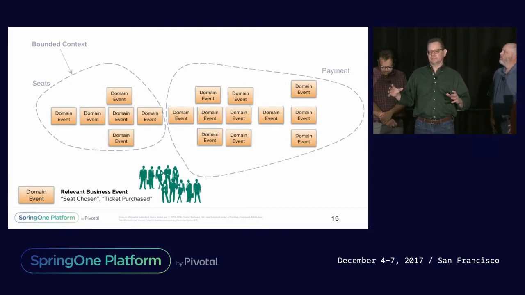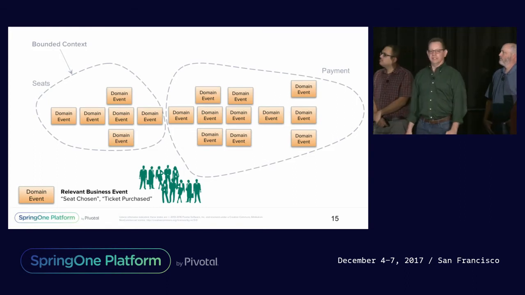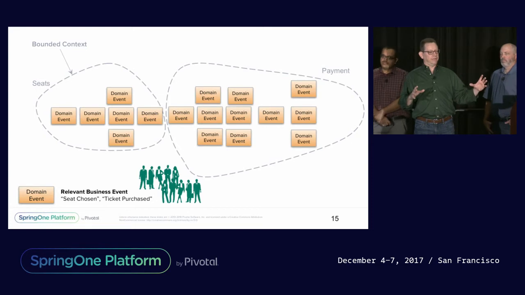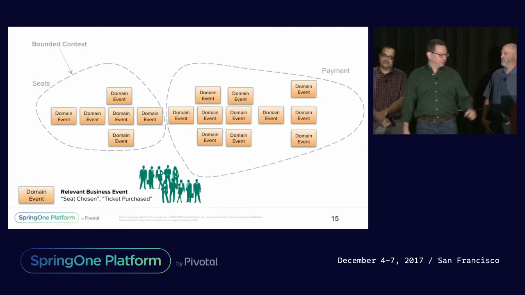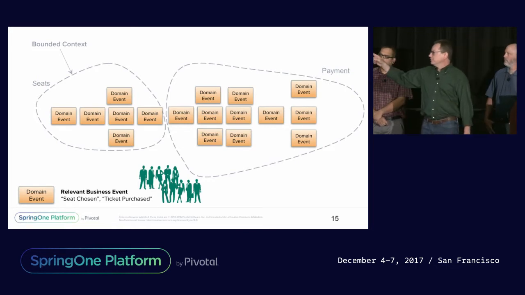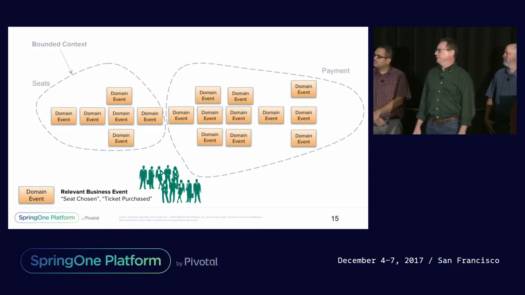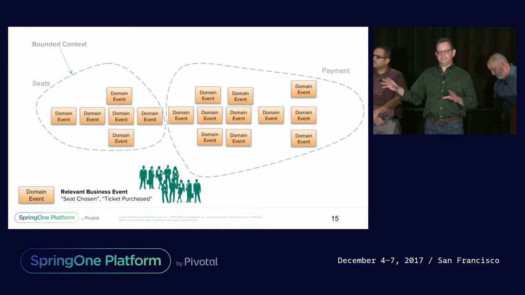We look at these groups of objects or these groups of events, and we say that the ones on the left, for example, are related to seats. So we'll say that's a pile of bounded context that relates to seats. And the one on the right is about payments. And you can notice that there's a little transition. There's two events between those two big bounded contexts. We see this a lot.